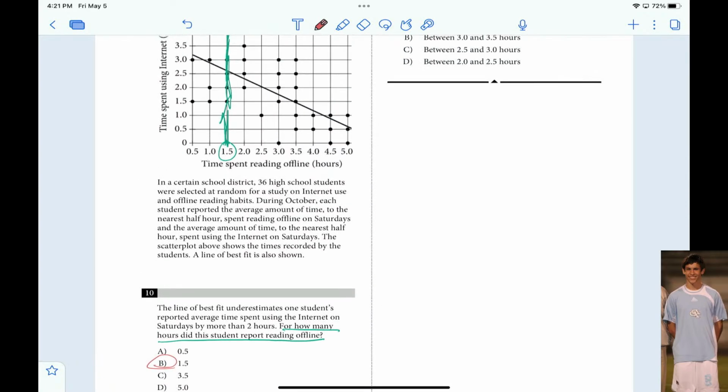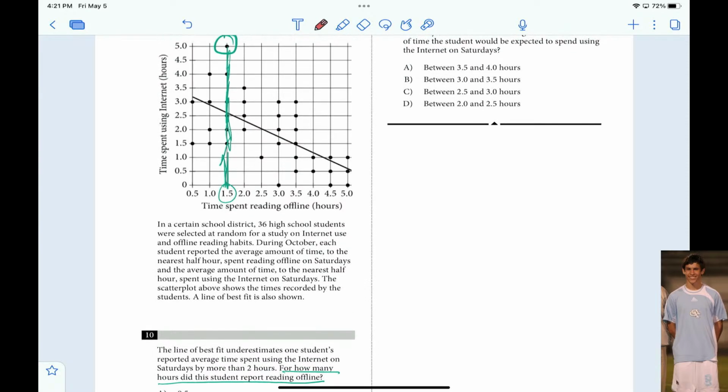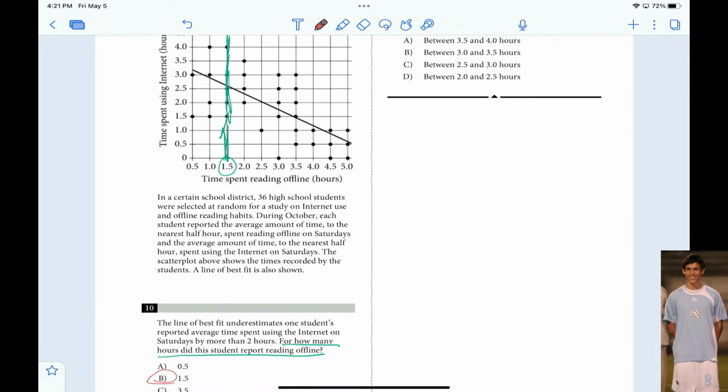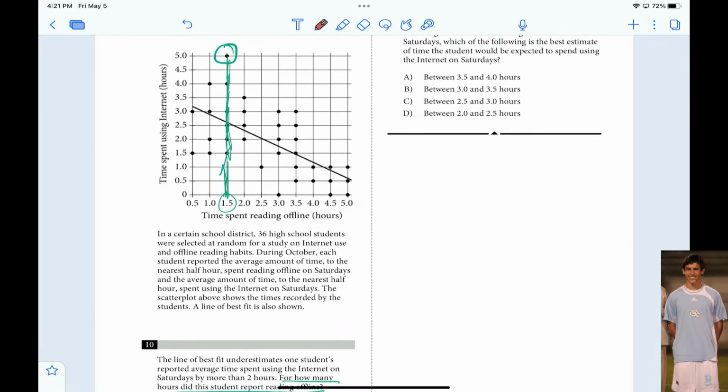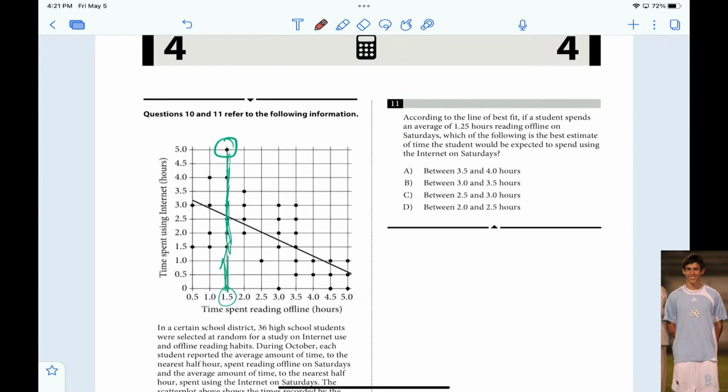Cool. So the big thing with that problem is to make sure we're looking at the right axis. Very often people look at the wrong axis. They want to put the 5, but that is the amount of time that they spent using the internet. So yeah. All right, number 11.